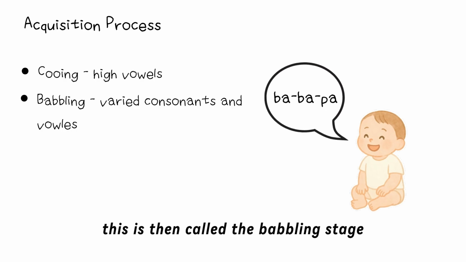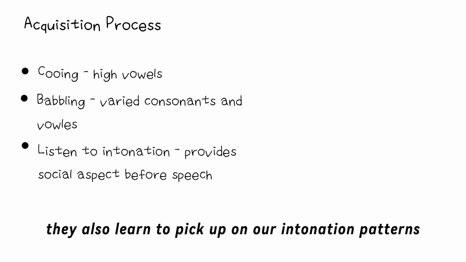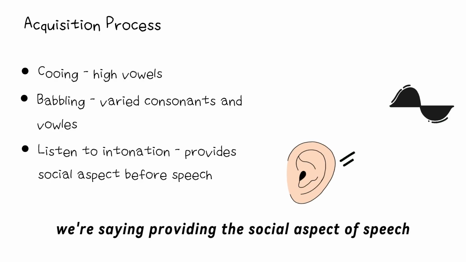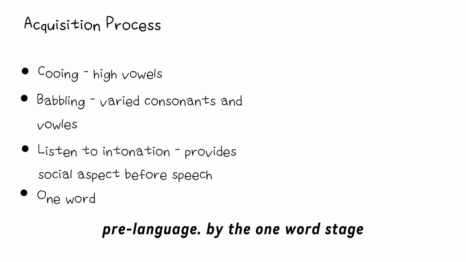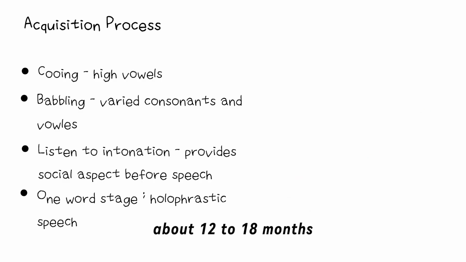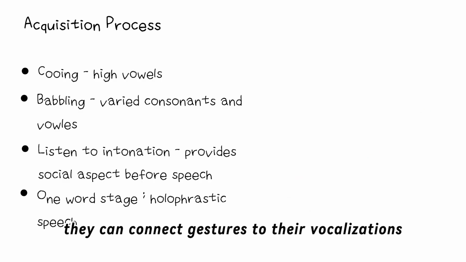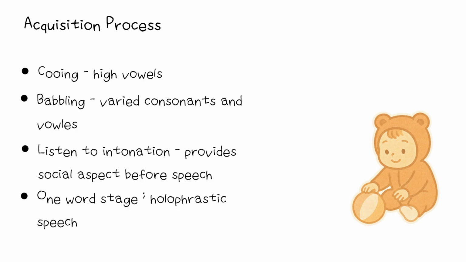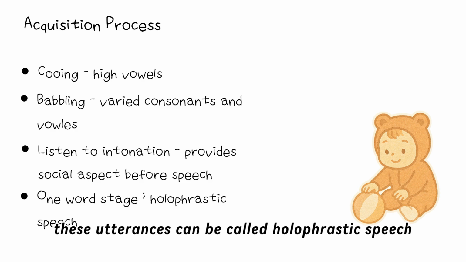This is then called the babbling stage. They also learn to pick up on our intonation patterns, even though they may not always know what exactly we're saying, providing the social aspect of speech pre-language. By the one-word stage, about 12 to 18 months, they can connect gestures to their vocalizations and frequently say single-unit utterances. These utterances can be called holophrastic speech.